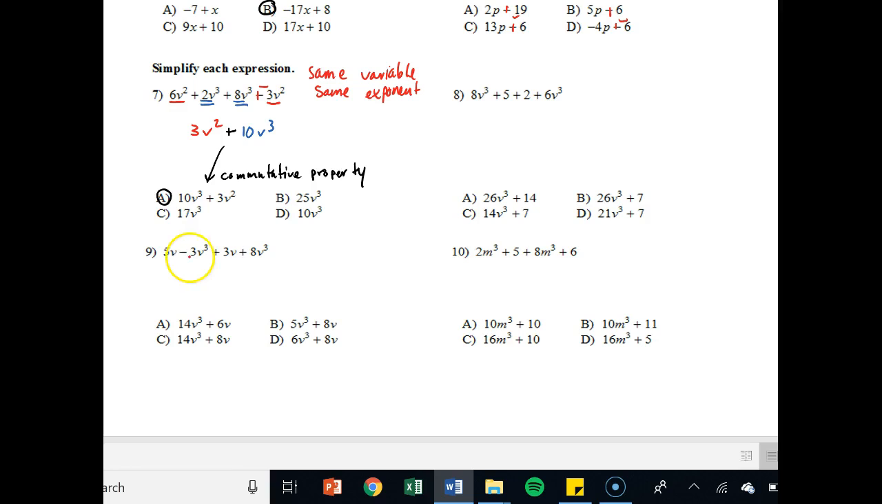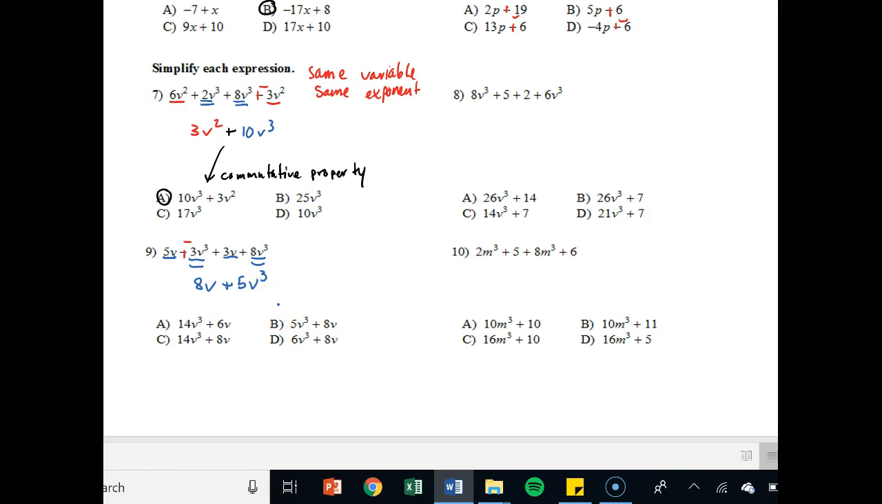Let's take a look at number 9. Plus a negative, right? So we're looking for, are there any solo v's out there? Yes, there are. 5v and 3v. That is 8v. Right? And now let's look, are there any v to the thirds out there? -3v to the third and 8v to the third. -3v to the third plus -8v to the third. Don't worry about adding exponents or anything like that. Just look at the coefficients. So what's -3 plus 8? That's DSSM. That's plus 5, and then put down v to the third, right?